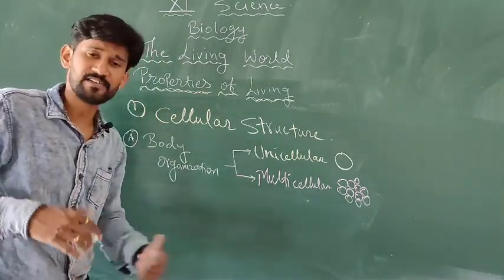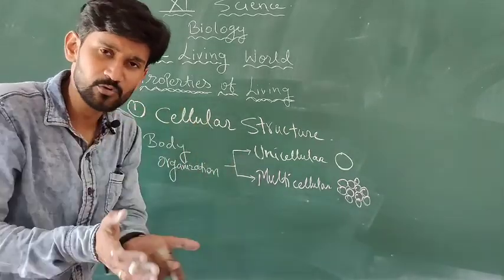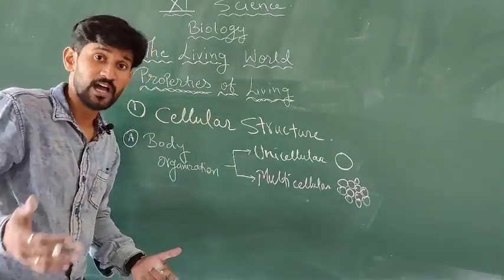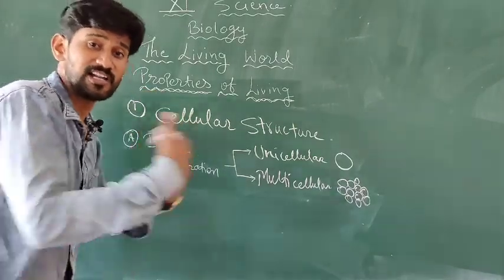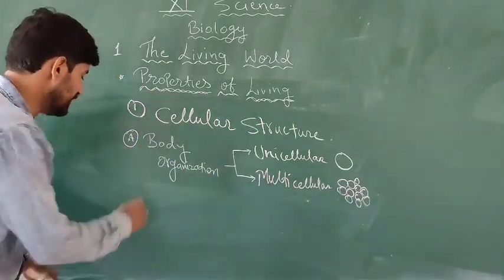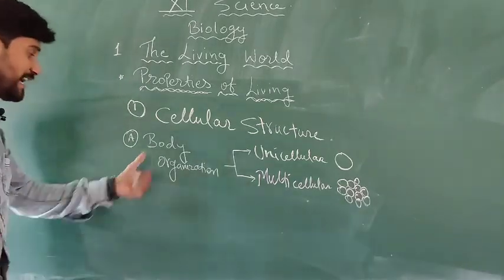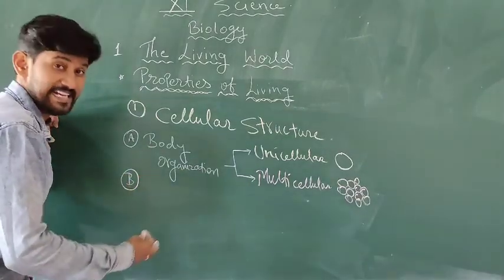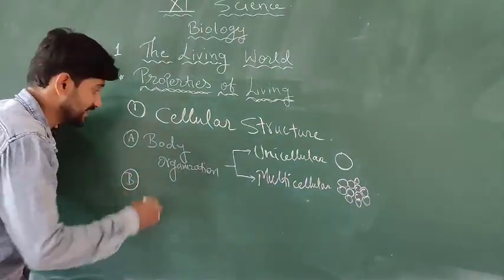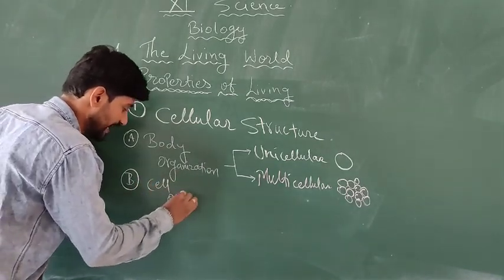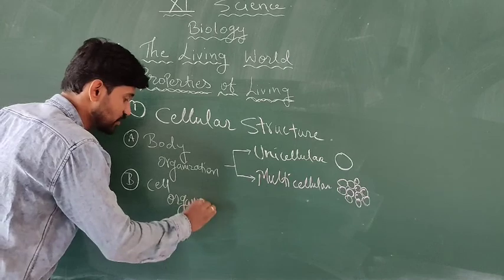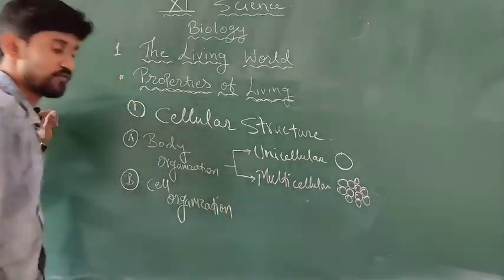So different cells are present, they combine together and become a tissue, and that tissue is useful for later formation of an organ, and that organ converts into an organism. So the first type I mention is body organization. The second type, after body organization, is cell organization. There are two types of cells.